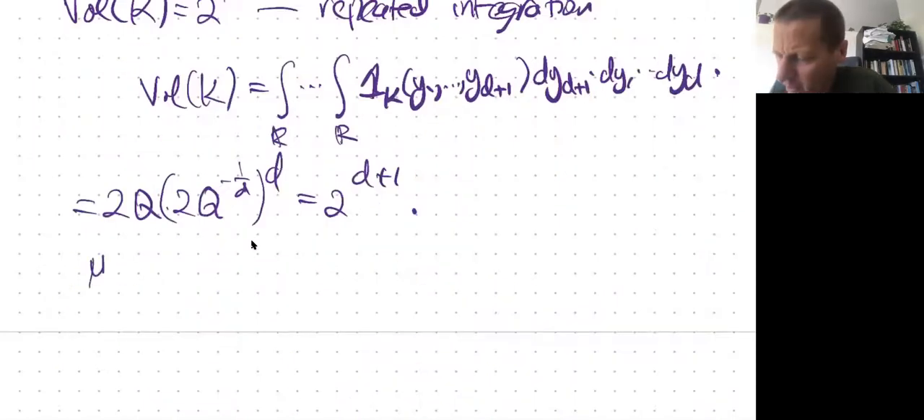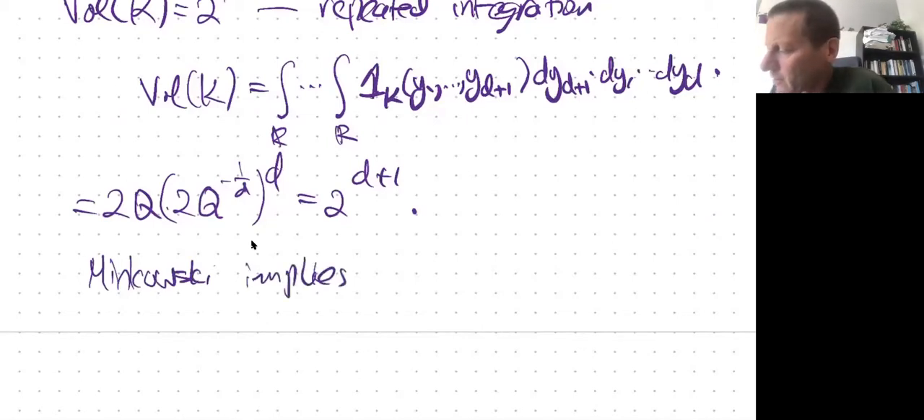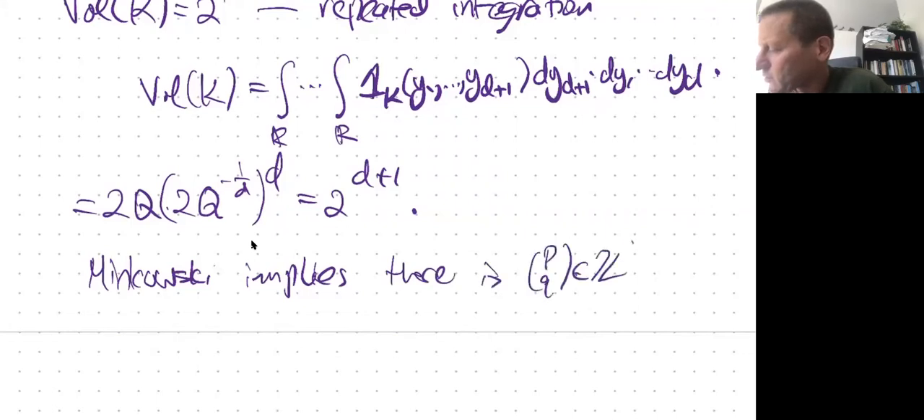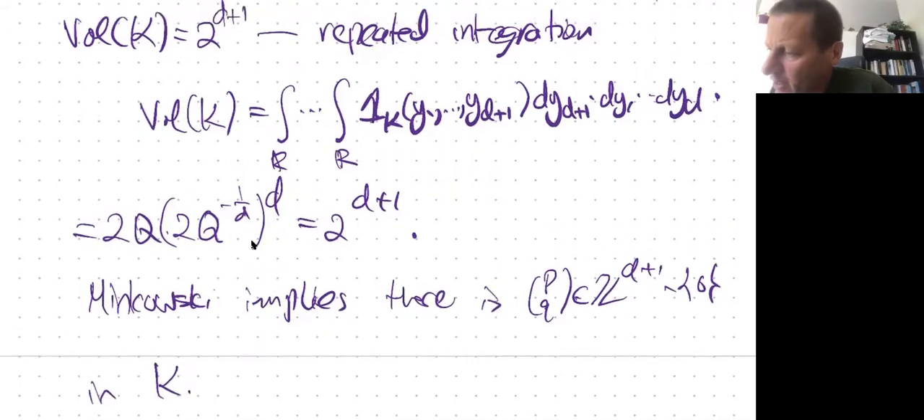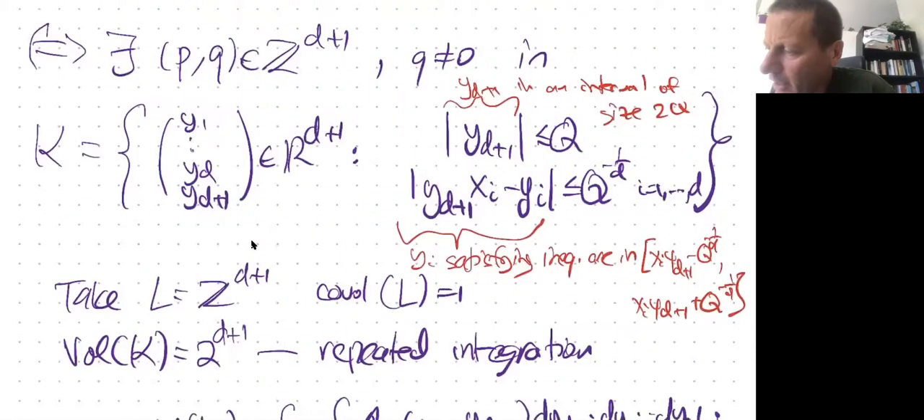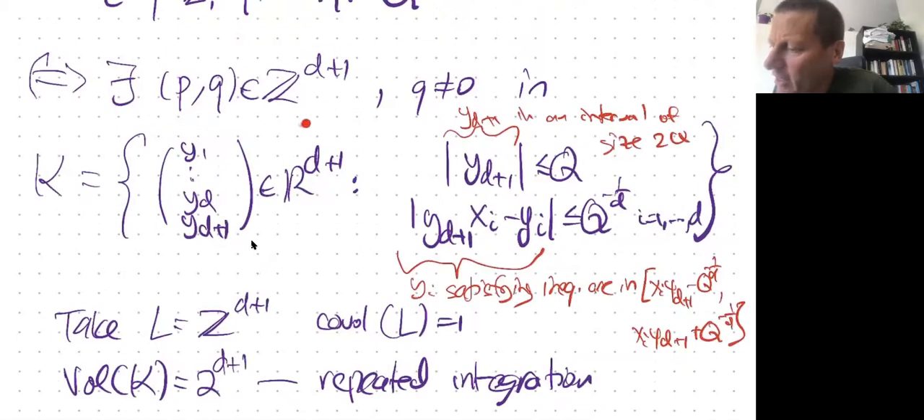So Minkowski implies there is (p, q) in Z^(d+1) non-zero vector in K. And that's not exactly precisely what we wanted. We wanted a vector in Z^(d+1) in K, which is not 0, but also for which the last entry q is non-zero.